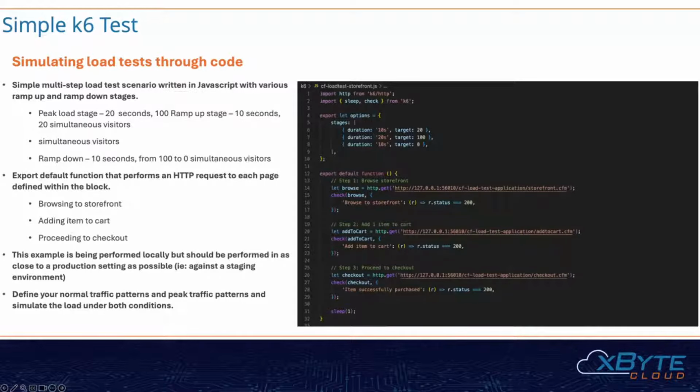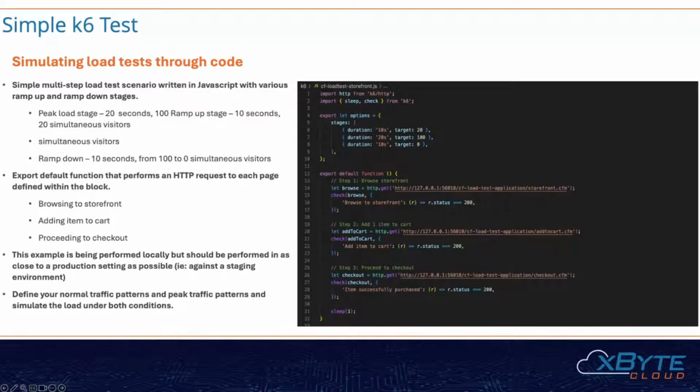You'll see that there's an export default function defined within the JavaScript code here that performs an HTTP request to each page defined within the block. You'll see step one, and you'll see this also correlates with the Apache JMeter test I set up. But step one is browsing to the storefront. I'm looking for a 200 code and I'm logging that to the console. Step two, I'm adding an item to the cart.